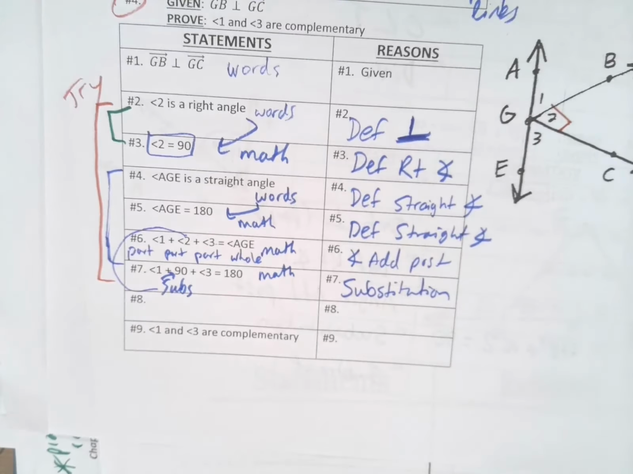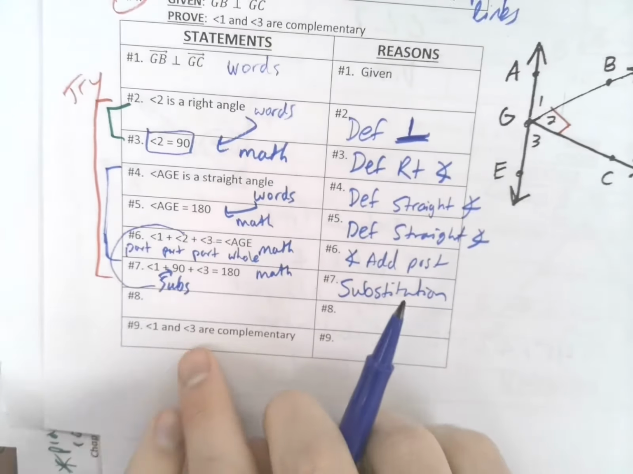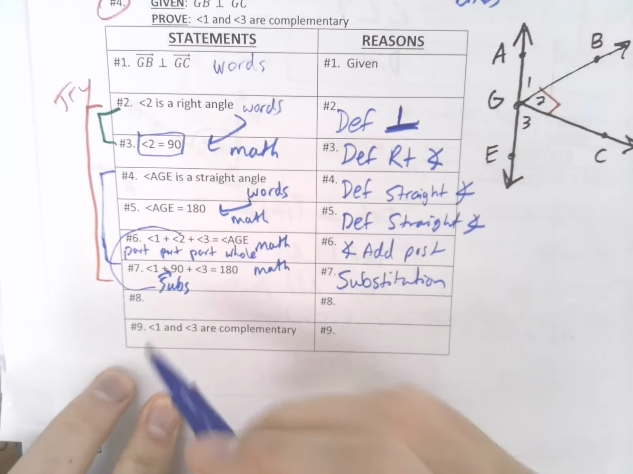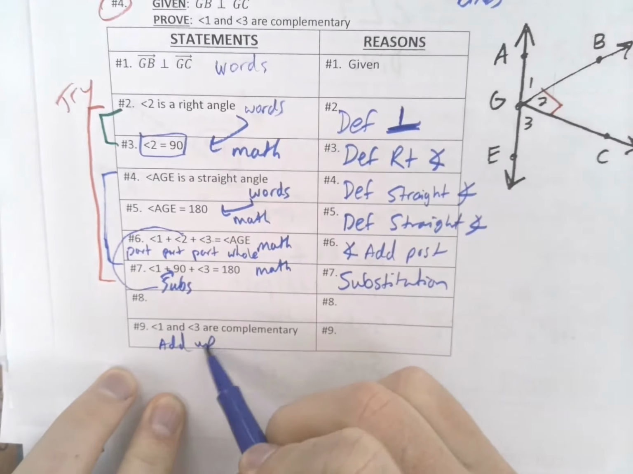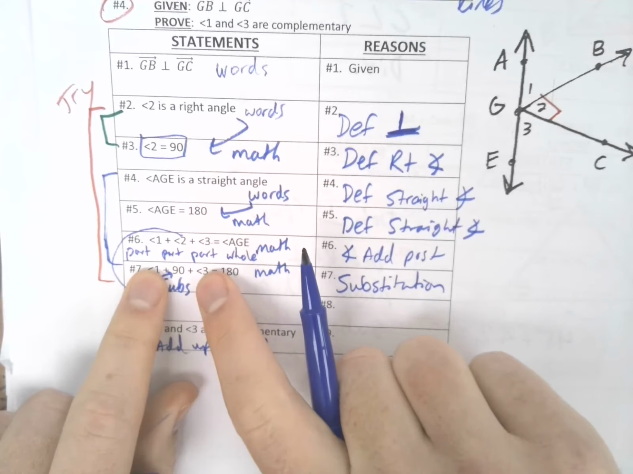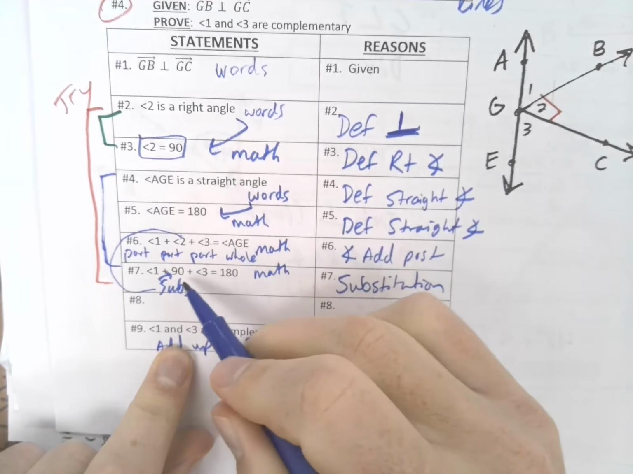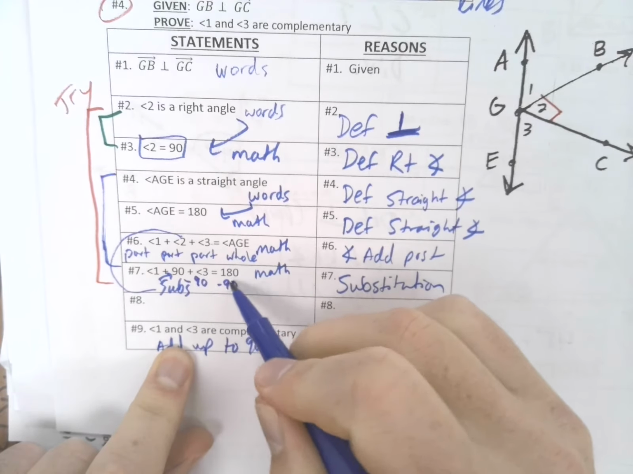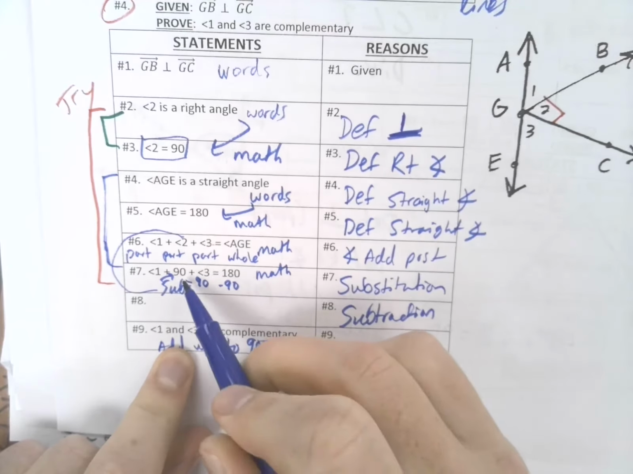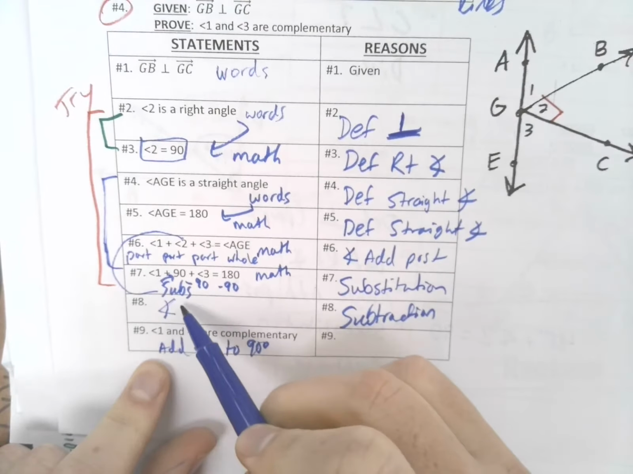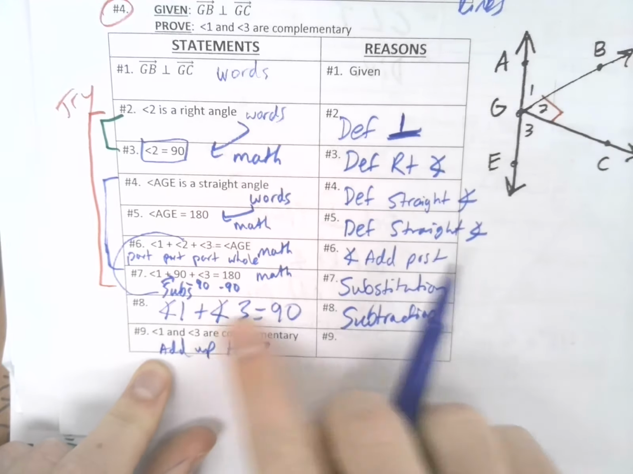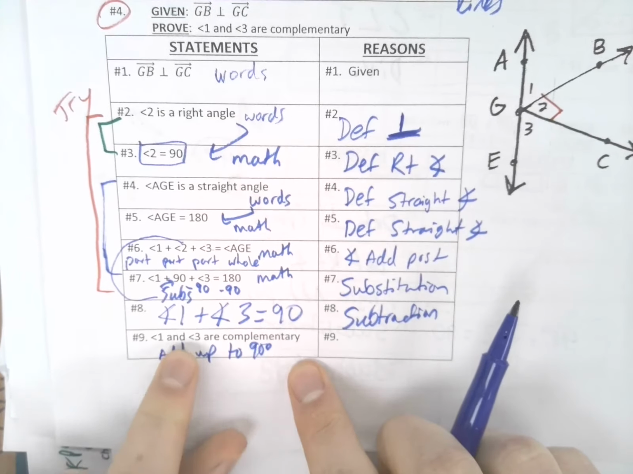Then we've got 2 steps left, guys. What can we do here if we're trying to figure out that angle 1 and angle 3 are complementary? Well, in order for them to be complementary, doesn't that mean they add up to 90? Check it out. We have 1 plus 3 right here, but there's a 90 in the way. What would happen if we subtracted 90 over? So through subtraction, we subtract 90 over, and we can say that angle 1 plus angle 3 is really 90 degrees.